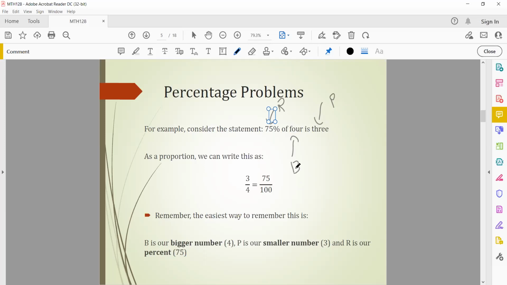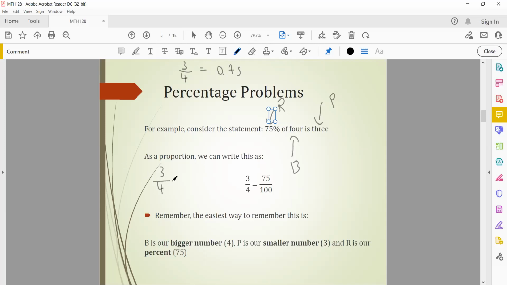And in this case, you could write this in multiple ways. For example, you could write 3/4 equals 0.75. You could write 3/4 equals 75%. The way we write it is with a proportion so that we can actually manipulate it and solve for things. So here's the official way that we write it.